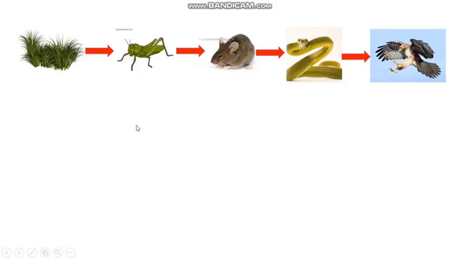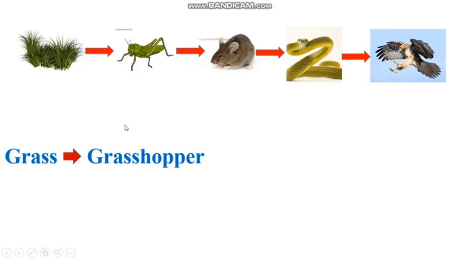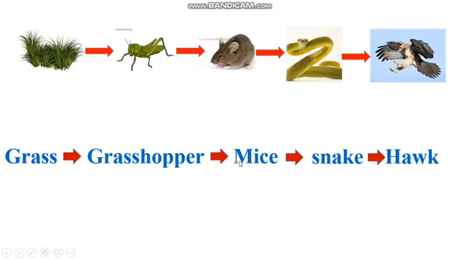Now remember, you need to write this food chain using sentences. So I'm going to start with the grass. As we have said, the grass will be fed on by the what? The grasshopper. And the grasshopper will be fed on by the what? By the mice. And the mice will be fed on by the what? The snake. And the snake will be fed on by the hawk. So this is how you are going to present your work in sentence form.